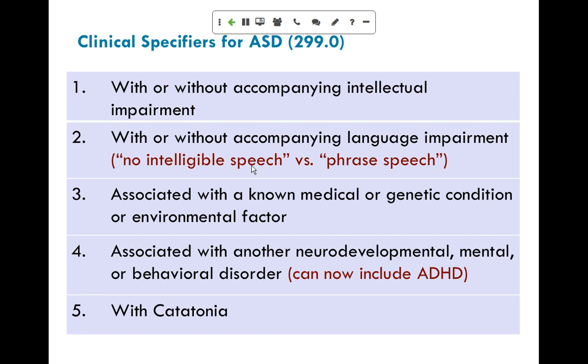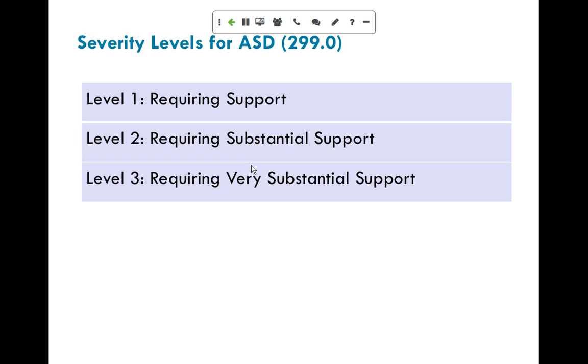And then we want to know if there are other neurodevelopmental issues going on. So in the DSM-5, we now can diagnose ADHD with autism if the individual indeed has attention, hyperactivity, impulsivity symptomatology that is above and beyond what we would expect for quote-unquote garden variety autism. And then finally, there is some research that shows catatonic symptoms with some individuals with autism, so this is why it's in a clinical specifier if you do see it.